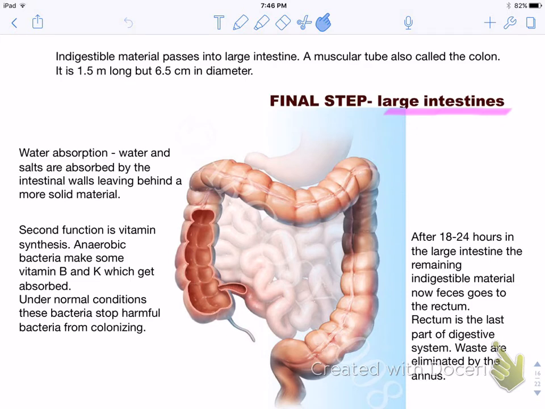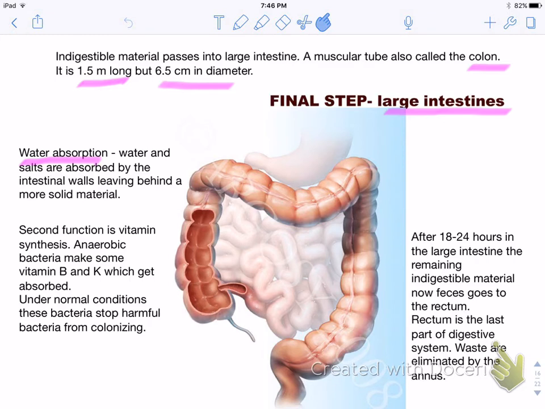The final step of digestion takes place in the large intestine. Another word for the large intestine is the colon. It's called the large intestine because of its diameter. It's actually 1.5 meters long and 6.5 centimeters in diameter. The large intestine is responsible for absorbing water. Water and salts are absorbed by the intestinal wall. This is going to leave behind a solid material.